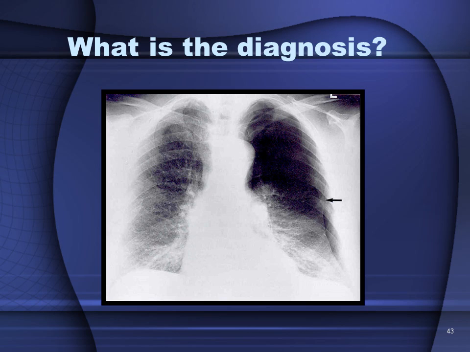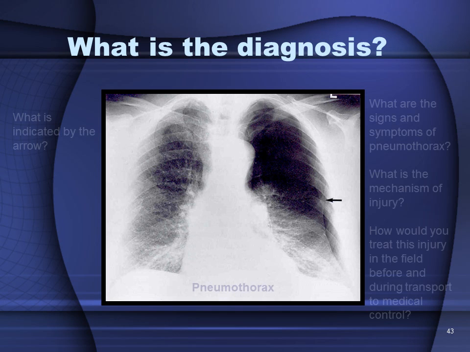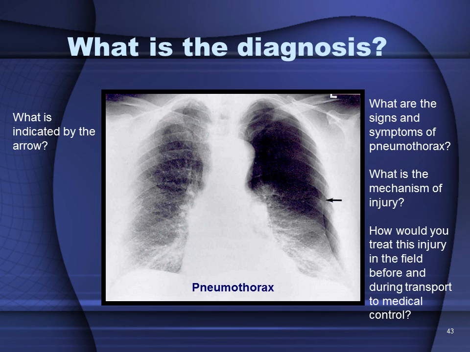And right at the arrow here, you see the border of the lung, the left lung, that has separated away from the thoracic wall, and it's very dark here. And this is an example of a left-sided pneumothorax. So what is indicated by the arrow would be the border of the lung as the air is entering the pleural cavity. What would be the signs and symptoms of pneumothorax?